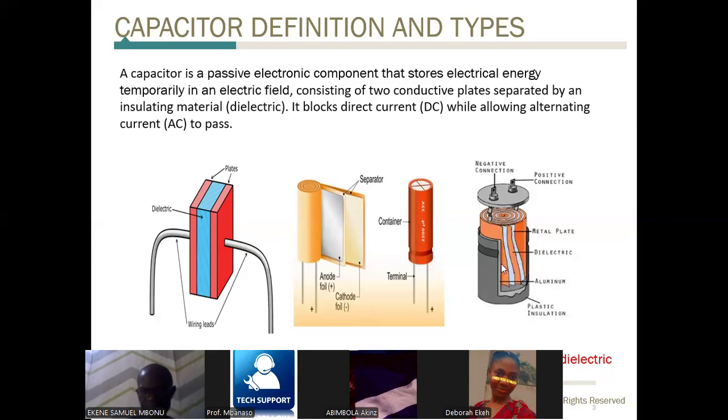Okay. There is another kind of capacitor. This is a very big capacitor, the one you normally have in your sumo water pumping machine, or even in your generator. This is the capacitor you see there.